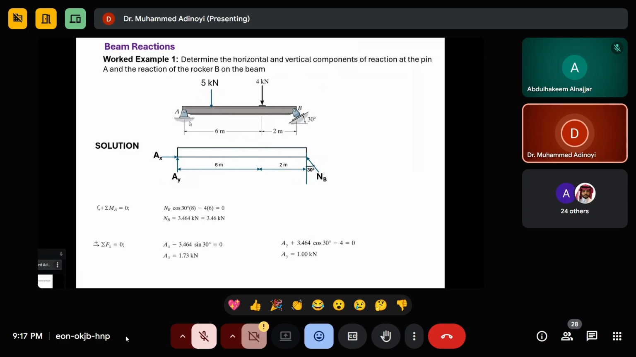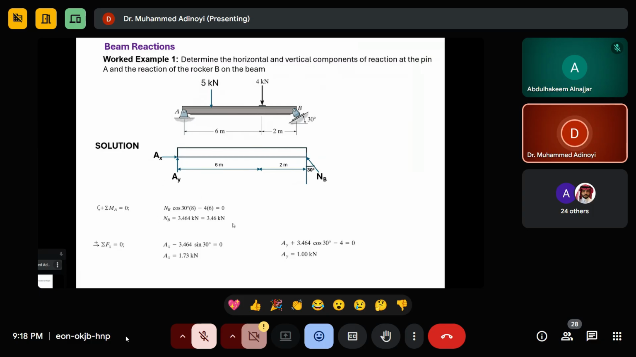If you are asked to find the reactions of this beam, you have to see what type of support is here. The support here is a hinge support, so you are going to have X and Y. Here is a smooth support, so the reaction is going to be normal to this surface. That is why we have this NB.